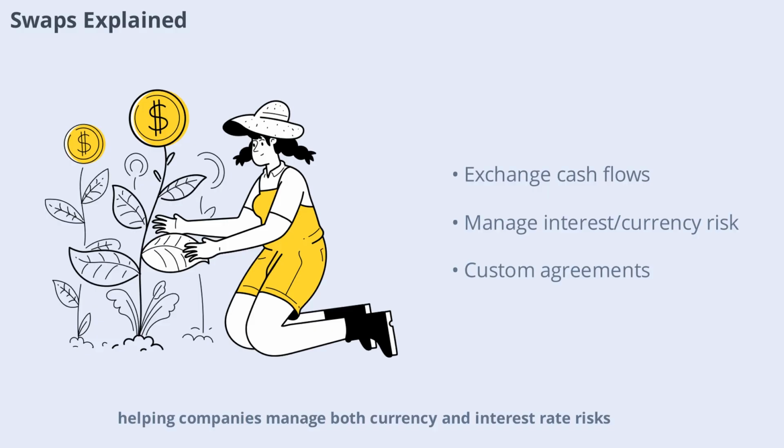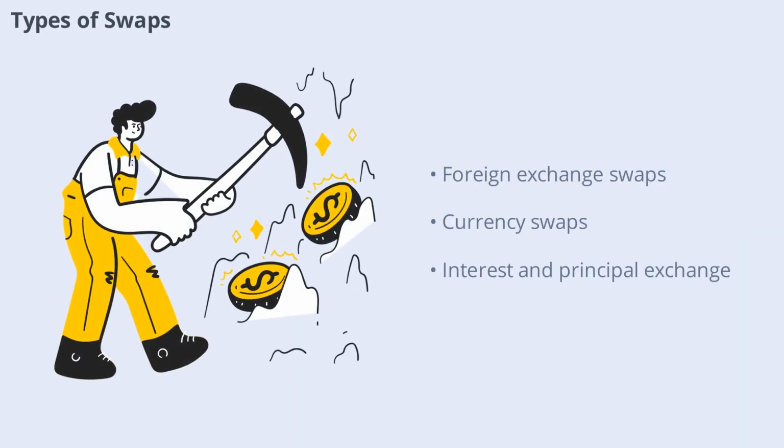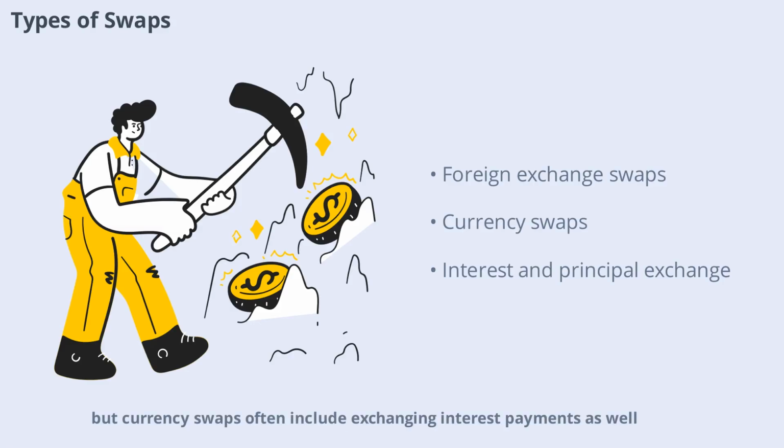and interest rate risks. In the forex market, there are two main types of swaps: foreign exchange swaps and currency swaps. Both involve exchanging currencies on specific dates, but currency swaps often include exchanging interest payments as well. For example, a company with a USD loan can use a currency swap to manage both exchange rate and interest rate risks, locking in rates and payments for the duration of the contract. Swaps are typically OTC contracts, tailored to the needs of the parties involved.